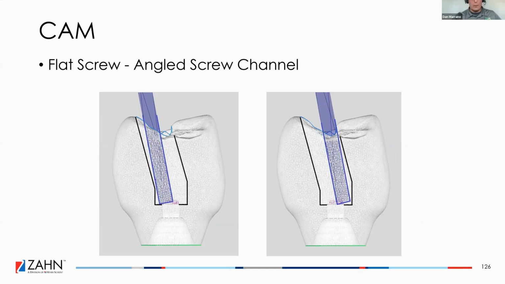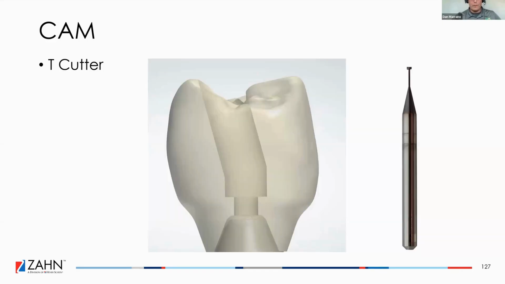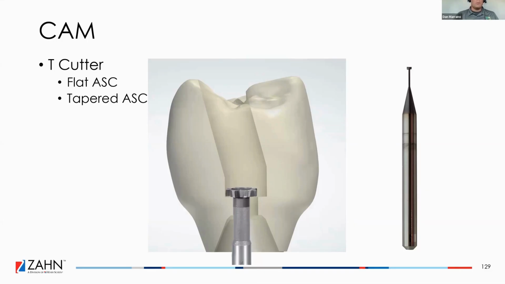So there's an example of how it would look if you're trying to mill an angled screw channel with a flat burr. And here's where the T cutter comes in. And this thing is great. It comes up through the bottom and it cleans the channel out from left and right. When you are milling these direct to multi-unit and the screw needs an intimate, precise fit, this gives that to you.